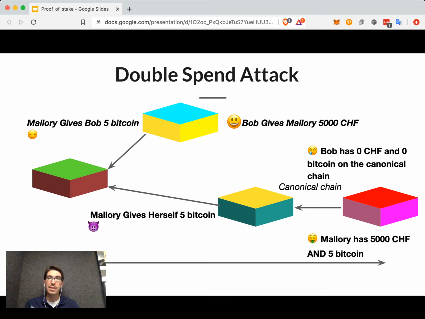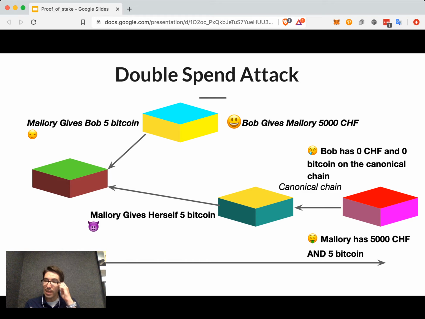And this double spend attack means that Bob will end up with 0 francs and 0 Bitcoin, whereas Mallory ends up with 5,000 francs and 5 Bitcoin on the canonical chain. Bob does have his 5 Bitcoin on the non-canonical chain, one that nobody else agrees with, but this does not do him any good. Okay?